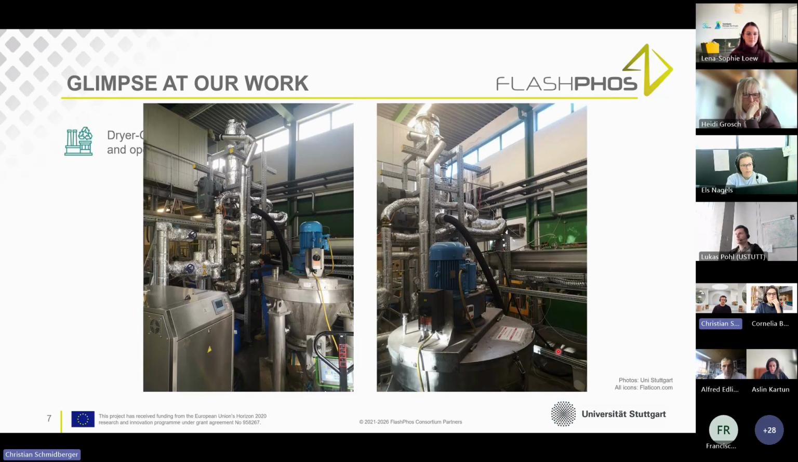You can see here the dryer grinder. Here you can see the drying grinding step, the off-gas treatment, a cooling pipe to cool the dried and grinded sewage sludge powder, and in front there is the sewage sludge feed as a raw material.